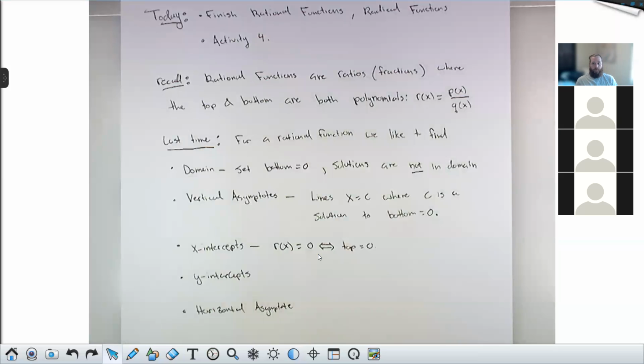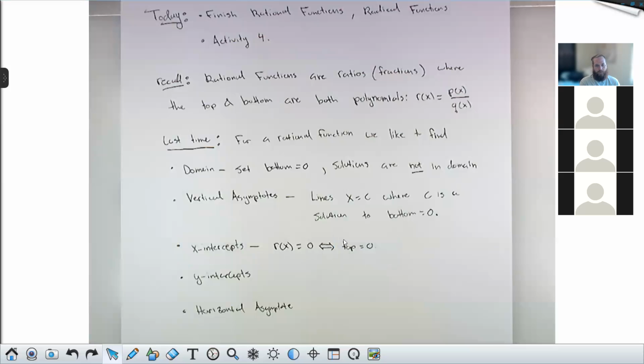But for rational functions, because they're always these big fractions, I don't care so much what the bottom is doing. I just want to make sure that the top is equal to 0. As long as the top is equal to 0, then the whole fraction will be 0, right? Because 0 divided by any non-zero number is going to be 0. So again, the x-intercepts, you find those by setting the top equal to 0.